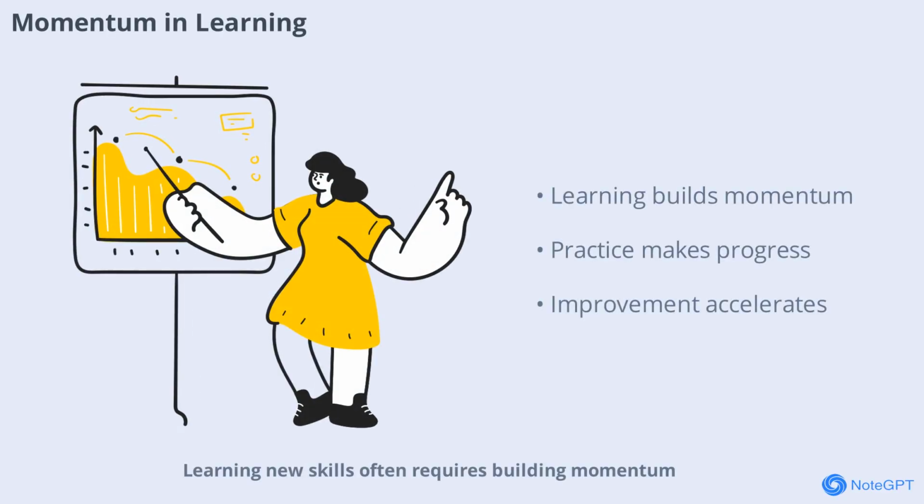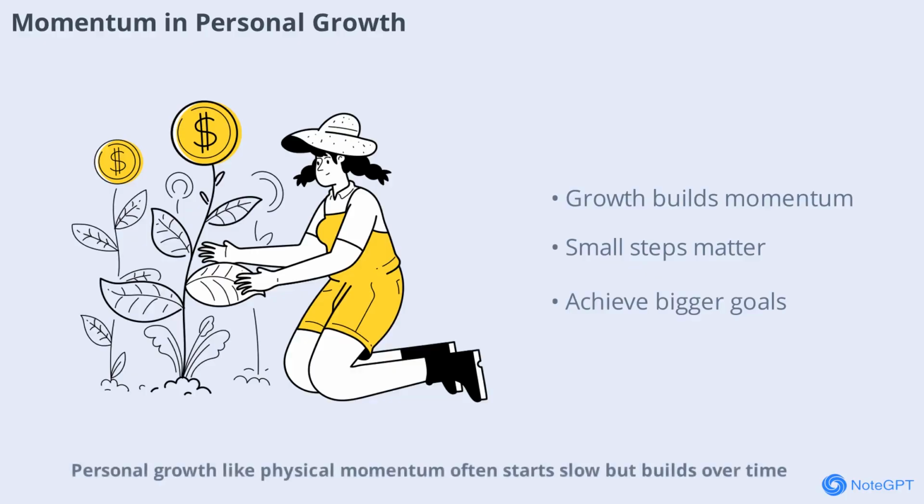Learning new skills often requires building momentum. As you practice and improve, progress becomes easier and faster. This positive feedback loop is similar to how objects in motion tend to stay in motion, making learning more effective over time. Personal growth, like physical momentum, often starts slow but builds over time.